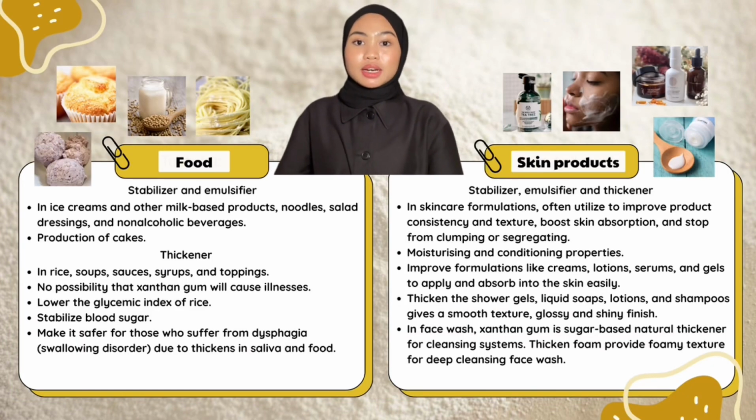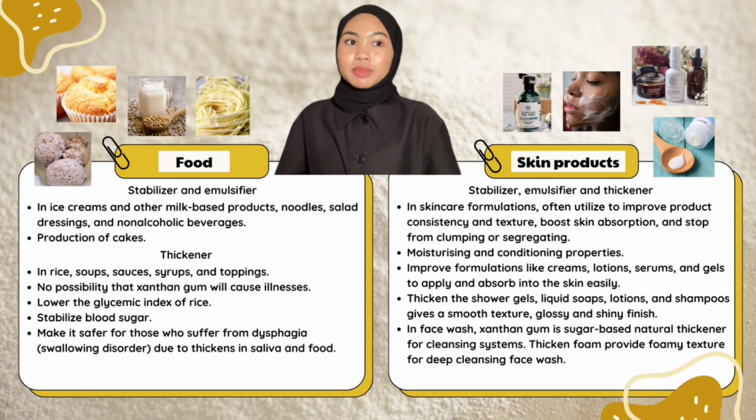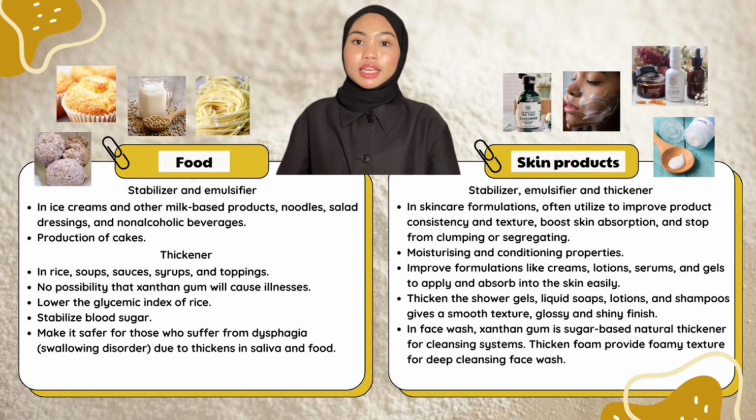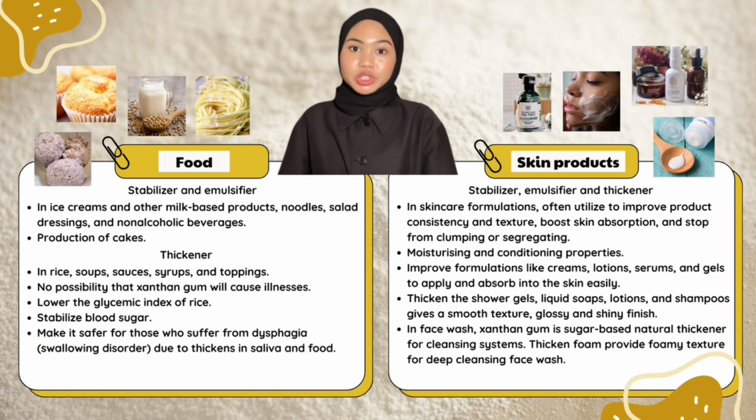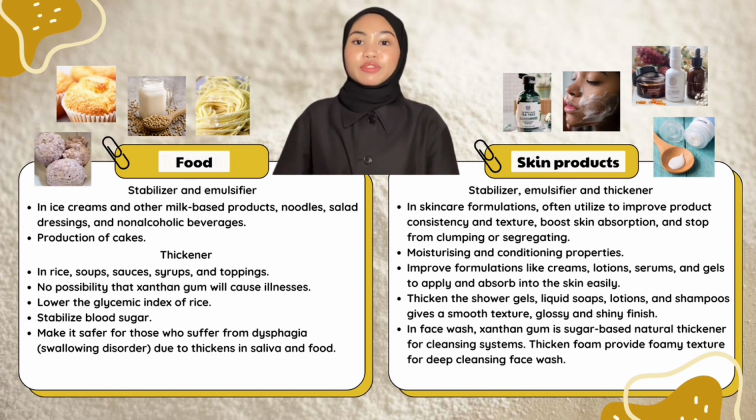For food, xanthan gum acts as a stabilizer and emulsifier in ice cream and other milk-based products, in noodles, in salad dressing and in non-alcoholic beverages. It is also used in the production of cake with two important functions. First, it can control the rheological properties of the batter. Second function is to facilitate more even hydration of the dry ingredients.